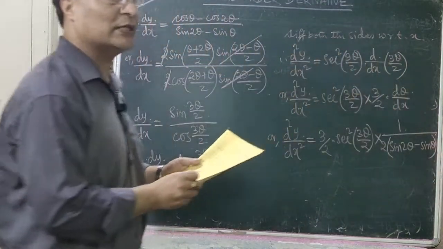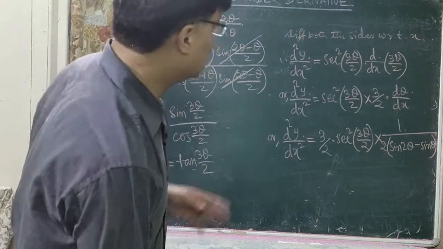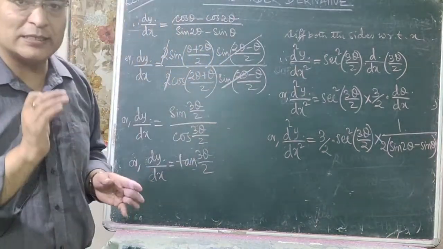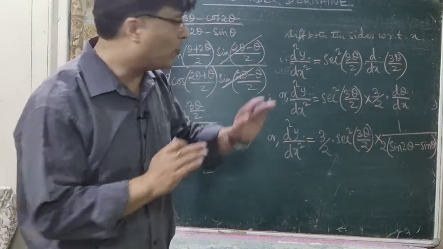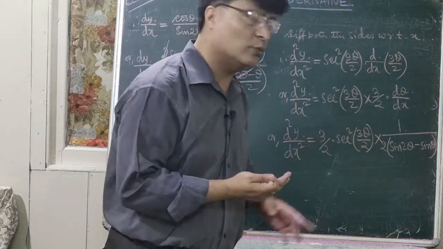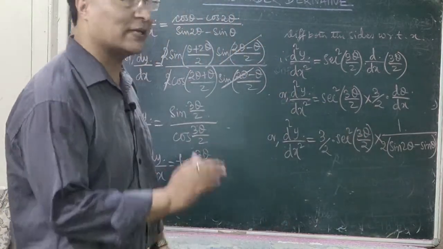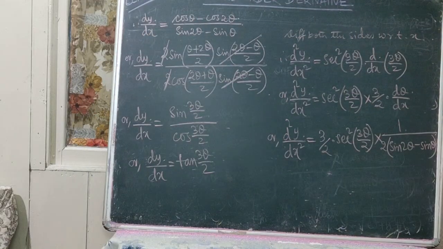So I think you have understood it. That is d theta by dx. Actually dx by d theta was 2 into sine 2 theta minus sine theta. But what is d theta by dx? You have to invert it. So it is 1 upon 2 into within bracket sine 2 theta minus sine theta. So we have got this expression. That is the expression for what? It is d2y by dx square.